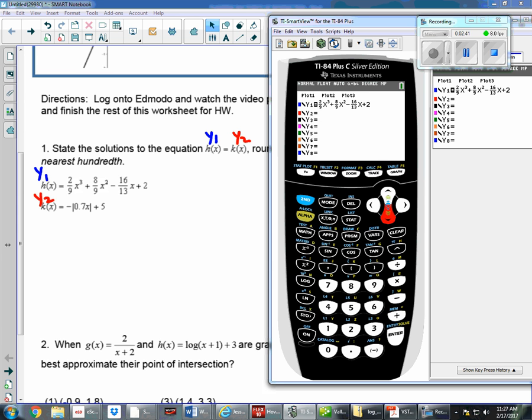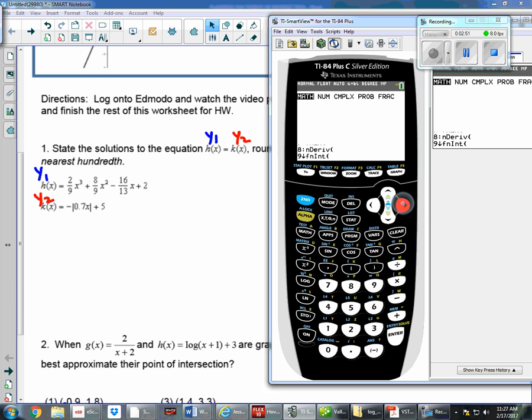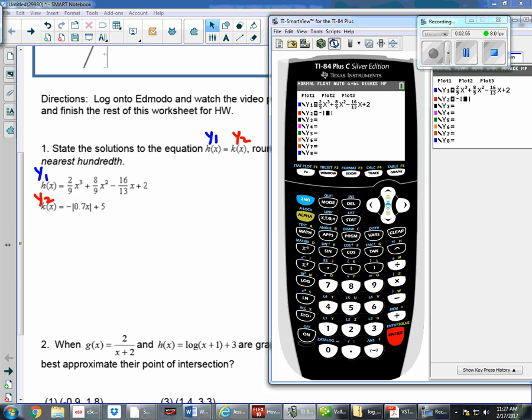All right, now I'm going to put in y2. I've got negative, which is next to the decimal, absolute value, math, number, ABS. Again, math, click to the right to get number, and then ABS. 0.7x goes inside the absolute value brackets, and plus 5 goes on the outside.